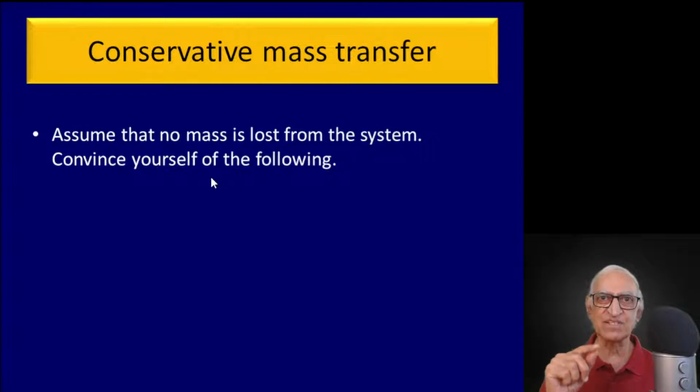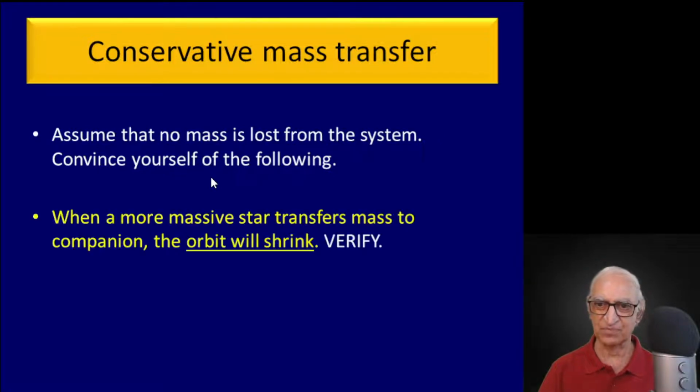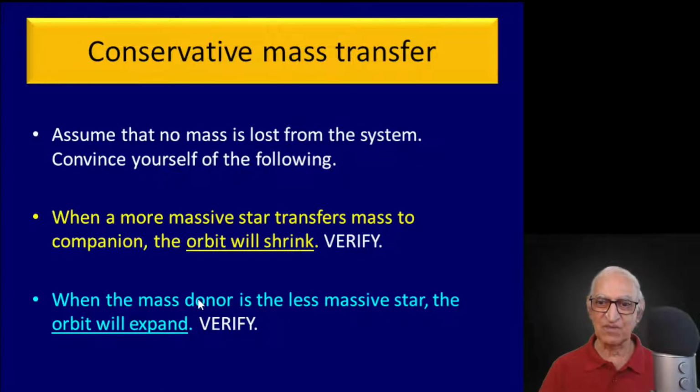Now, I want you to do some very simple calculations, which are at the pre-university level. Therefore, I do expect you to be able to do these calculations and verify the statements that I am about to make. When a more massive star, the 25 solar mass star, say, transfers mass to the less massive star, the 10 solar mass star, the orbit will shrink. All you have to do is to use Kepler's laws and Newton's laws. Conversely, when the mass donor is the less massive star and the receiving star is the more massive star, then the orbit will expand.